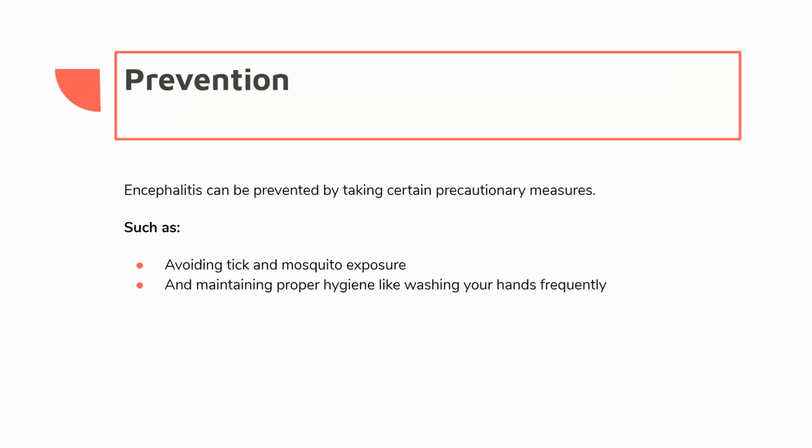For prevention, encephalitis can be prevented by taking certain precautionary measures, such as avoiding tick and mosquito exposure and maintaining proper hygiene, like washing your hands frequently.